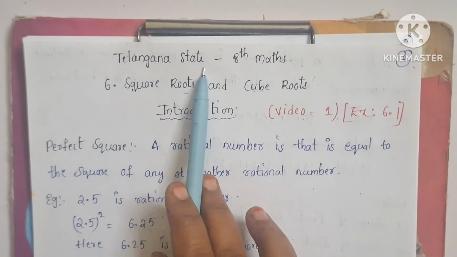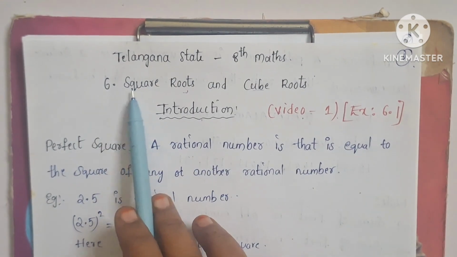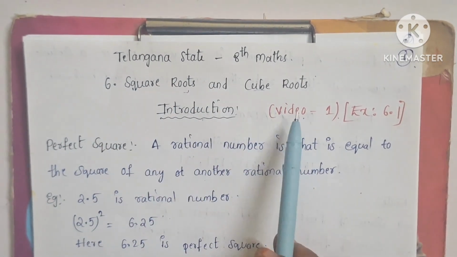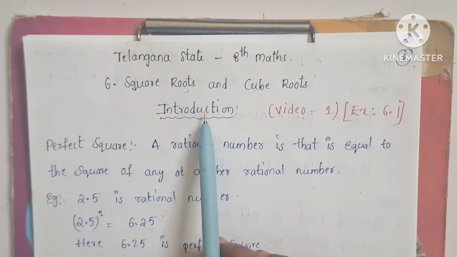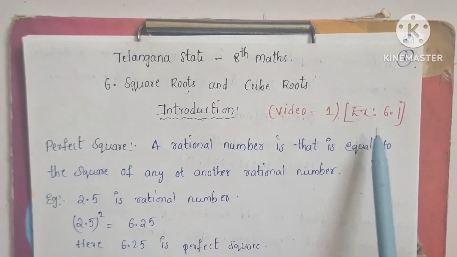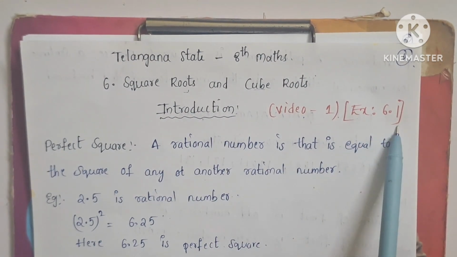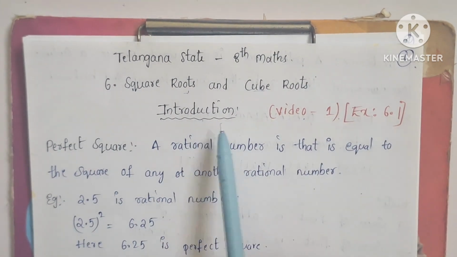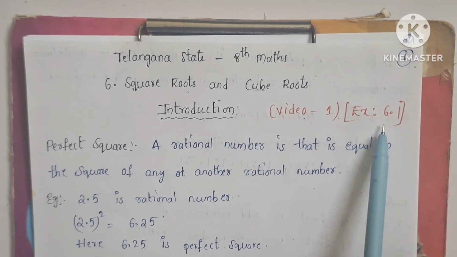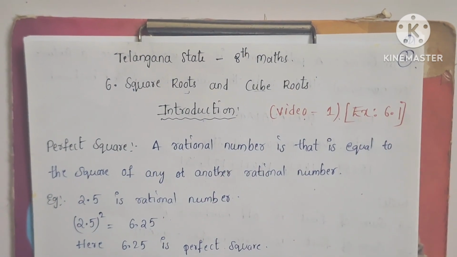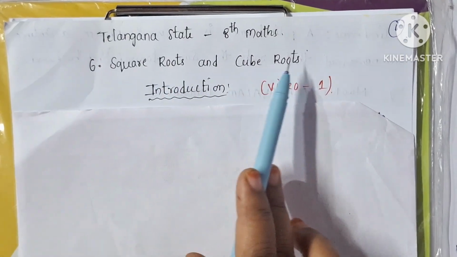Today's topic: Telangana State 8th Maths, 6th chapter, square roots and cube roots. This is the first video regarding this 6th chapter. In this video I am going to do the introduction and complete exercise 6.1, so you can understand how easy the chapter is, and exercise 6.1 is also very easy and very simple. Only some basic problems are there here. Square roots and cube roots.